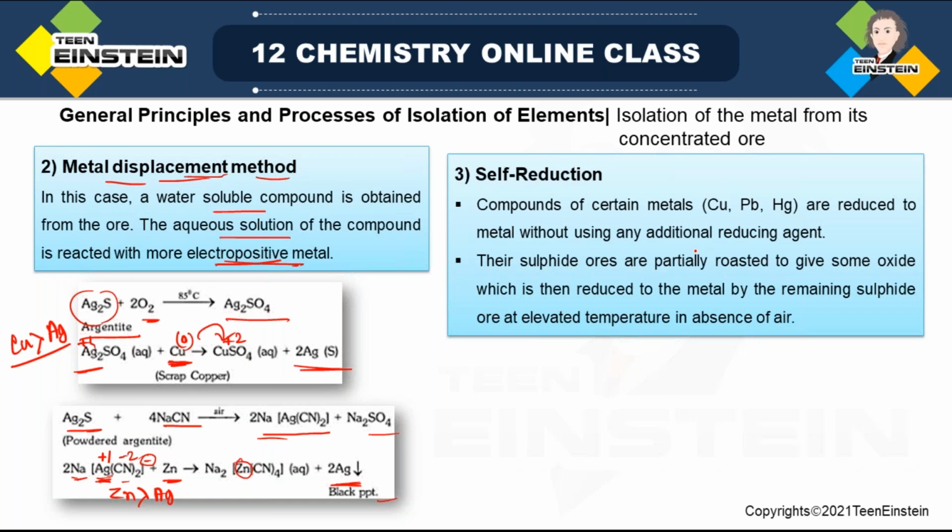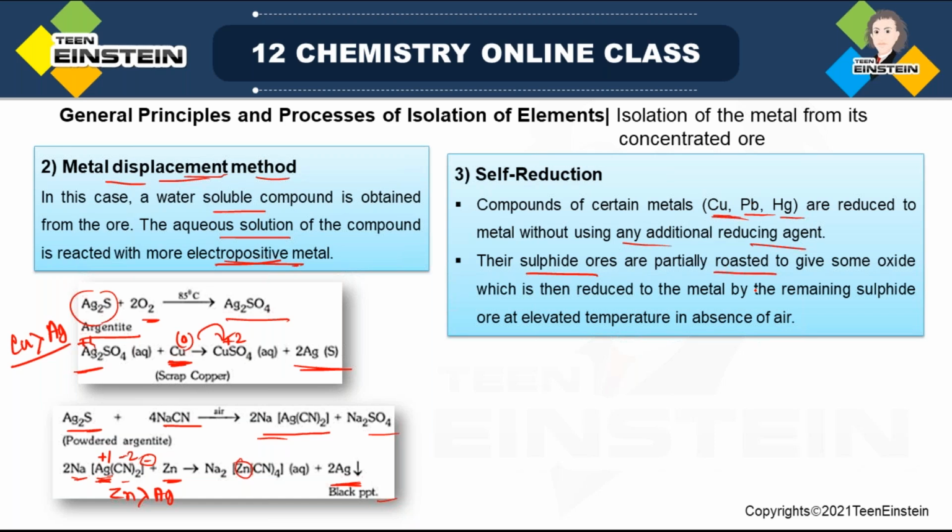Under this method, what type of metals do we generally extract? It is copper, lead, mercury, without using any additional reducing agent. How is it possible? So what is actually done? Sulfide ore is taken, that is sulfide ore of copper, Pb or Hg.